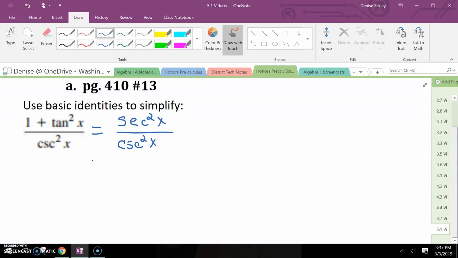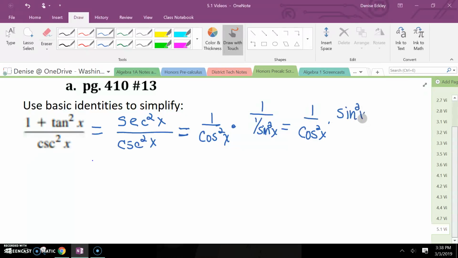And then from there, we can use reciprocal identities to rewrite these. So we know that secant squared is 1 over cosine squared x, and that cosecant squared we can think of as 1 over sine squared of x. And of course, that is just going to be the reciprocal of 1 over sine squared, which is just going to be sine squared x.